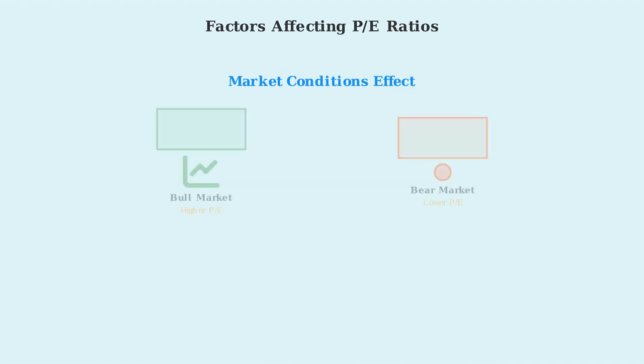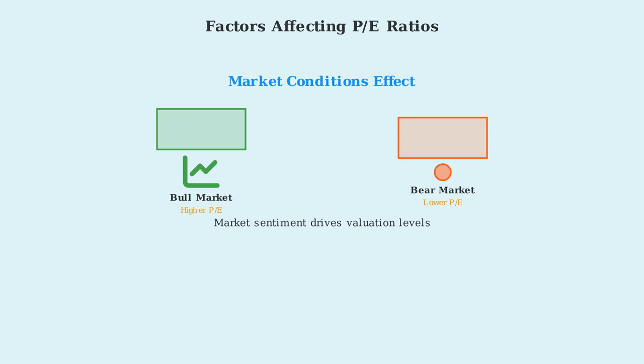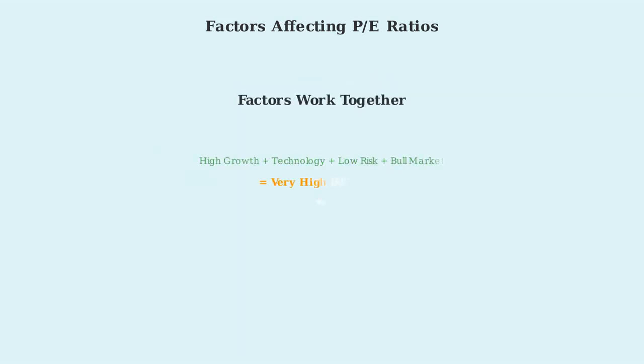Market conditions and overall economic sentiment also influence PE ratios. During bull markets, PE ratios tend to be higher as optimism drives valuations up. In bear markets, PE ratios typically fall as pessimism takes hold. These four factors work together to determine PE ratios. A high-growth technology company in a bull market will have a much higher PE ratio than a low-growth utility company during uncertain times. Understanding these factors helps investors evaluate whether a PE ratio is reasonable.